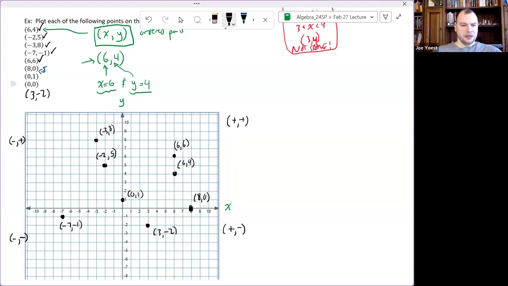And then, of course, the point 0, 0, which point in the 2D plane is location 0 on the x-axis and also 0 on the y-axis? Or if we started at the origin and we don't move at all in the horizontal direction, then don't move at all in the vertical direction either. 0, 0 is just the origin.